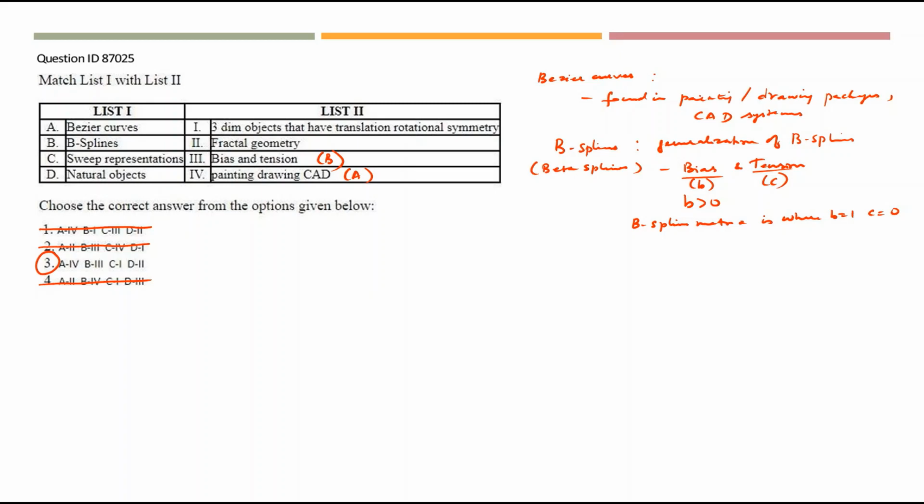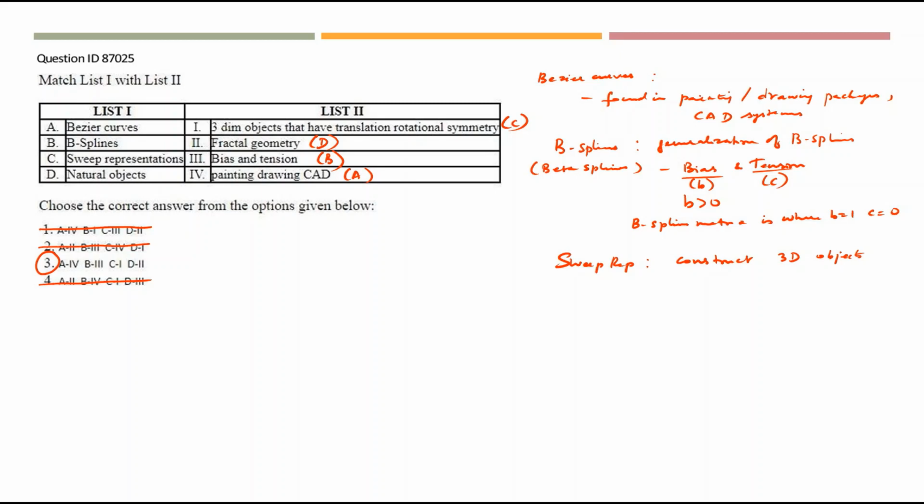Next we have sweep representation. Sweep representations will be for constructing 3-dimensional objects that have translation and rotational symmetry. So this line will be more than enough to explain sweep representation. So C will be mapping to 1. It is used to construct 3D objects. Next is natural objects. The only left out option will be fractal geometry. So we are mapping D to fractal geometry.